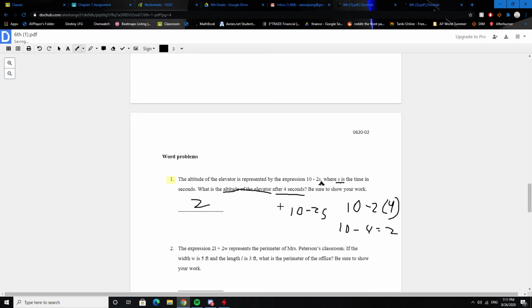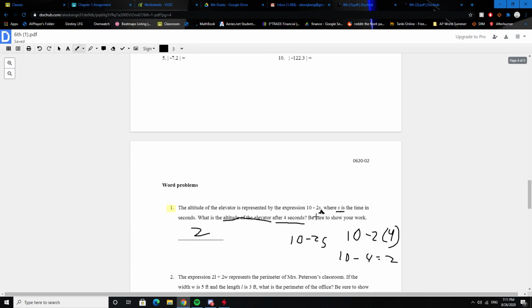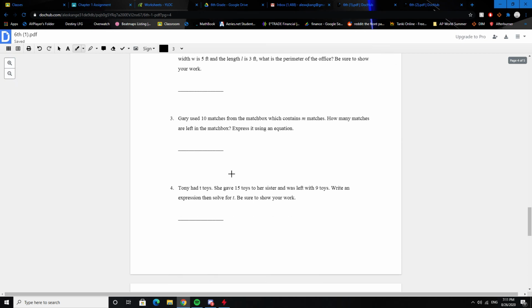Realistically, they'll give you what the variable is and what the question is going to be, and you just fill in the number they give you into the appropriate variable. That's pretty much it for word problems, honestly. They're not that hard.